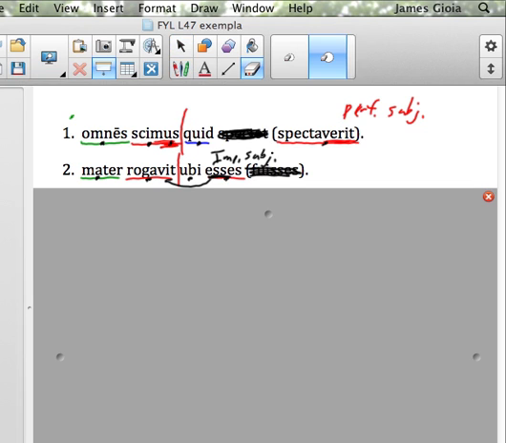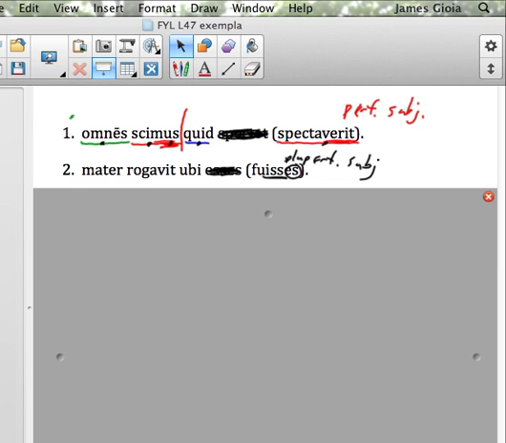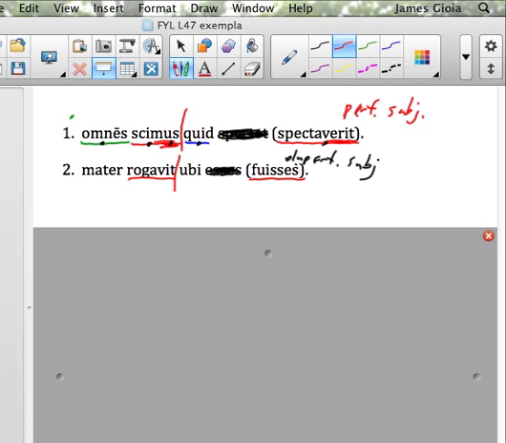What if, on the other hand, we used fuisses instead of esses? Now we're using a pluperfect subjunctive, with that isse plus a personal ending. Weird. So we still have rogavit and fuisses as our main verbs. We still have the same division in clauses there.